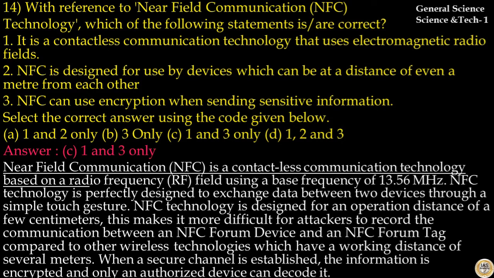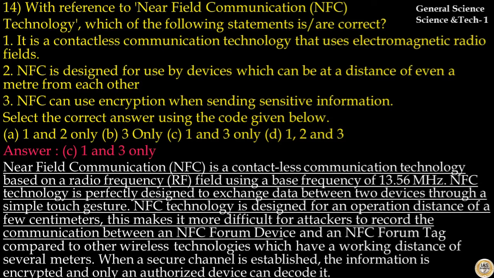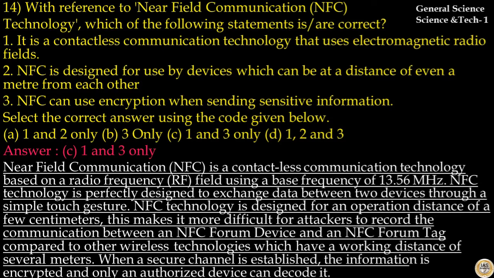Near field communication is a contactless communication technology based on radio frequency field using a base frequency of 13.56 MHz. NFC technology is perfectly designed to exchange data between two devices through a simple touch gesture. NFC technology is designed for an operation distance of a few centimeters. This makes it more difficult for attackers to record the communication between an NFC forum device and an NFC forum tag compared to other wireless technologies which have a working distance of several meters. When a secure channel is established, the information is encrypted and only an authorized device can decode it. So your answer to this question is option C, 1 and 3 only.